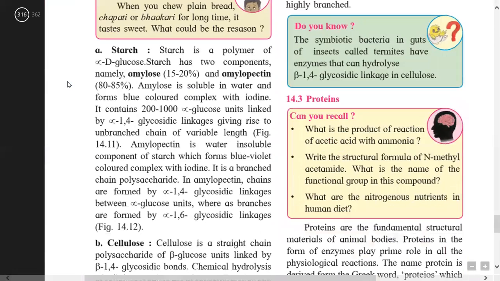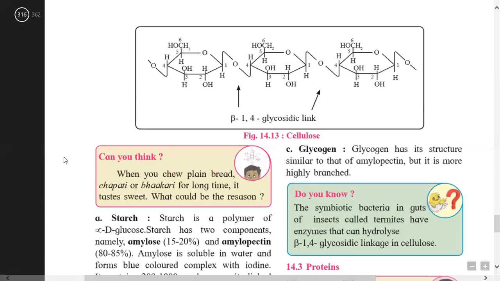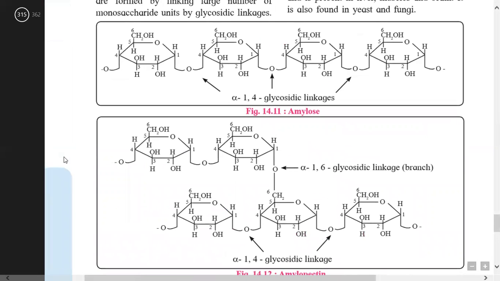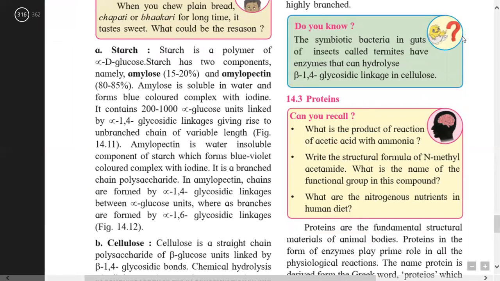We had studied that starch consists of 15 to 20% amylose. It is a water soluble component and it forms a blue complex with iodine, and it contains 200 to 1000 alpha glucose molecules. They are linked together by alpha 1,4 glycosidic linkage. Here in the structure, only 4 molecules of glucose are shown. Minimum 200 and maximum 1000 molecules are linked by this type of linkage in amylose.